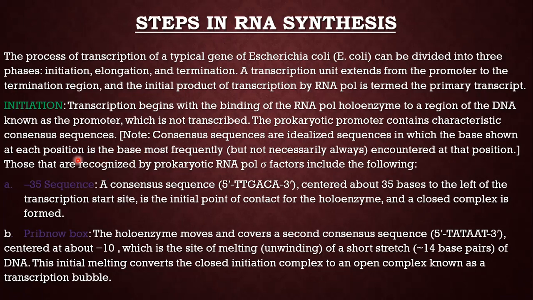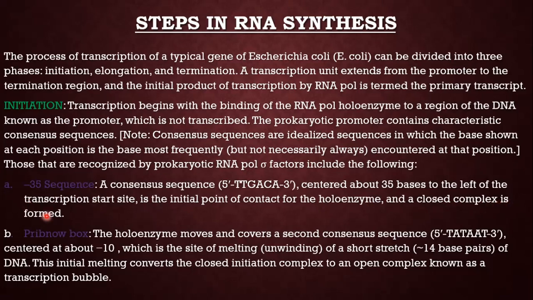Okay, now those that are recognized by the prokaryotic RNA polymerase sigma factor subunit include the following: the -35 sequence, which is a consensus sequence of TTGACA, centered about 35 bases to the left of the transcription start site. So it is located 35 bases upstream of the transcription start site, okay? And it is the initial point of contact for the holoenzyme, and a closed complex is formed.